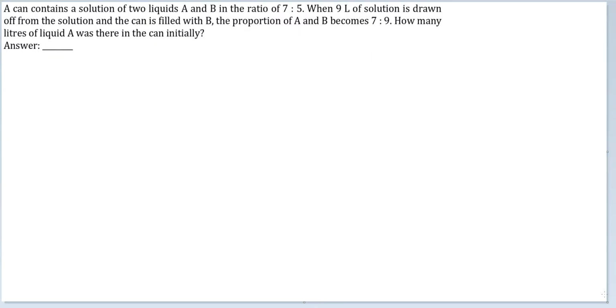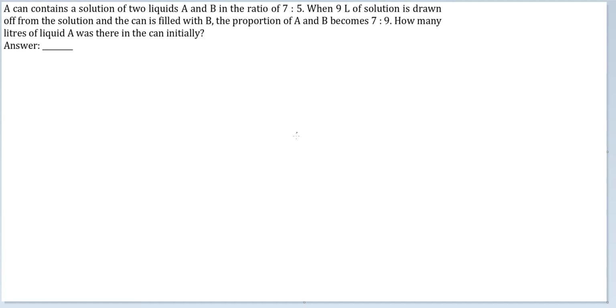Let's look at this question. A can contains a solution of two liquids A and B in the ratio of 7:5. When 9 liters of the solution is drawn off and the can is filled with B, the proportion of A and B becomes 7:9. How many liters of liquid A was there in the can initially?